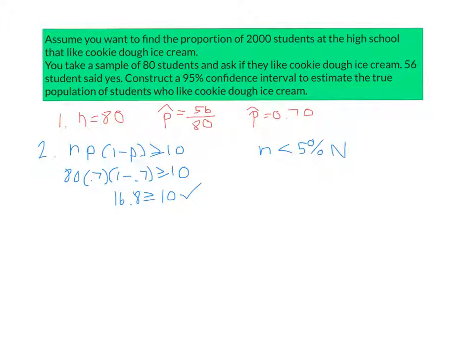Now let's try the second condition. So our 80 has to be less than 5% of our population. We know that our population is 2,000 because the original problem tells us. If we don't know our original population, then we can really just skip this. So if we calculate this out, 80 is less than 100. So that condition also checks out.